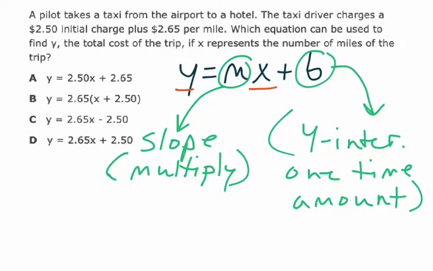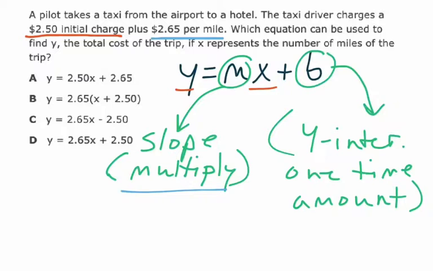So if we go back to our numbers, the taxi driver charges a $2.50 initial charge. That's kind of a key word. Initial charge means it's the first amount, almost like a one-time charge. It's the beginning amount that someone's going to pay to get into the taxi, and then it's $2.65 per mile, and that should kind of give it away. Per mile is going to be the multiplied amount, because depending on how many miles this taxi goes, it's going to charge that $2.65, and that amount's going to be multiplied.